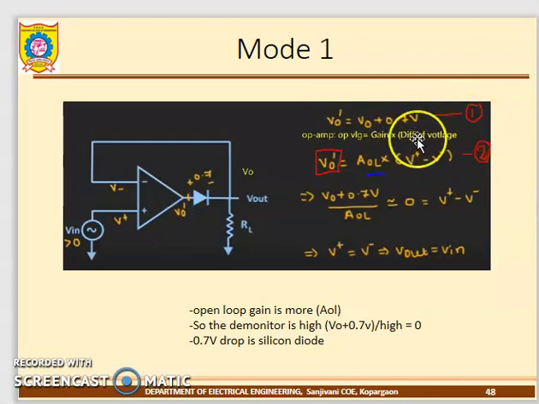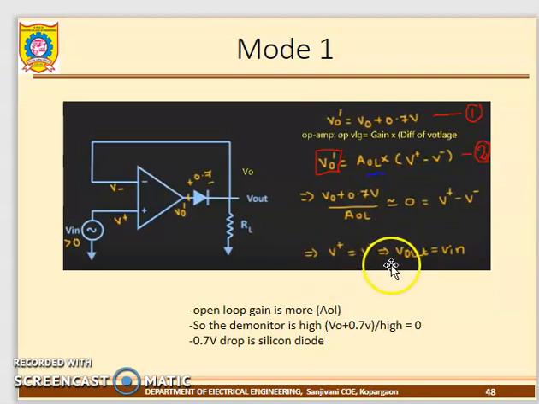Substitute equation number 1 into equation number 2. In the equation, the numerator is very low and the denominator is infinity, very high. So 0 divided by infinity, the answer is 0. So 0 equals V plus minus V minus. You can move this to the other side: V plus equals V minus.